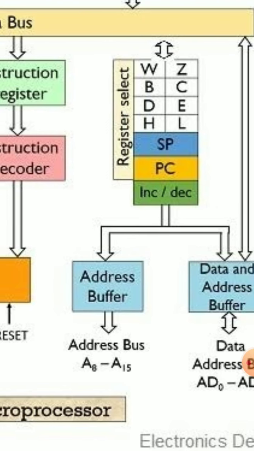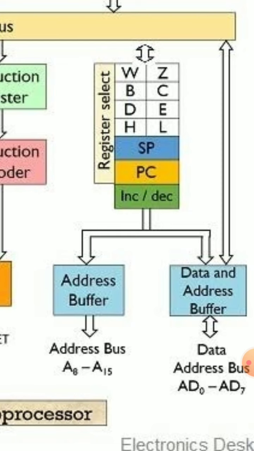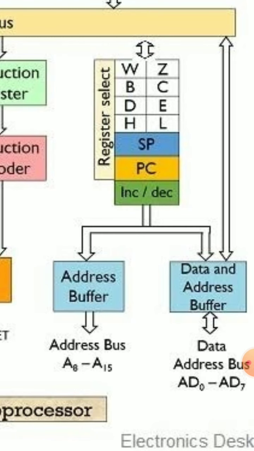Now next, come to the data and address buffer. The 8085 microprocessor contains an 8-bit data bus and a 16-bit address bus. So here the data and address buffer is there. AD0 to AD7 is the multiplexed address and data bus. Both address and data are there, and they are separated by using the ALE signal.